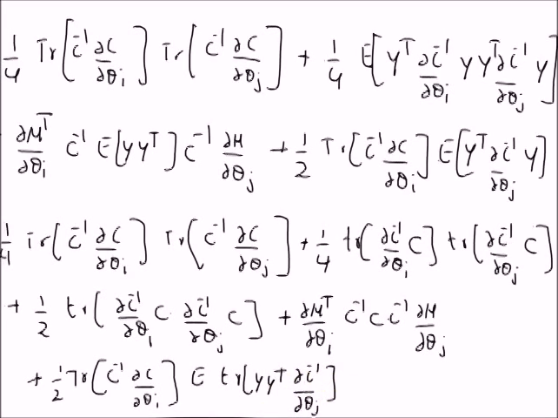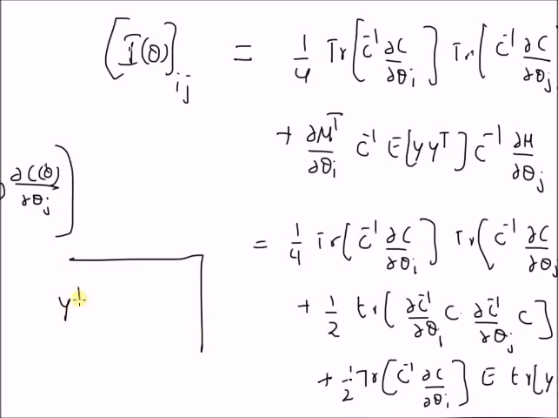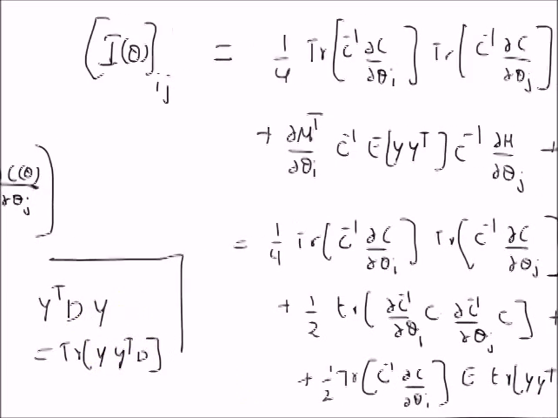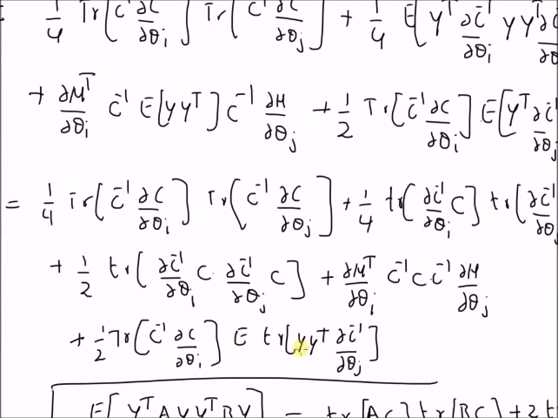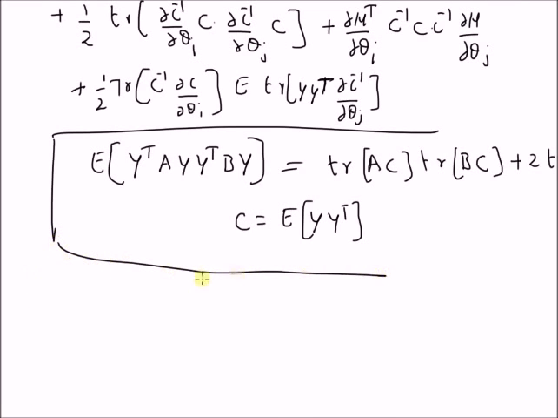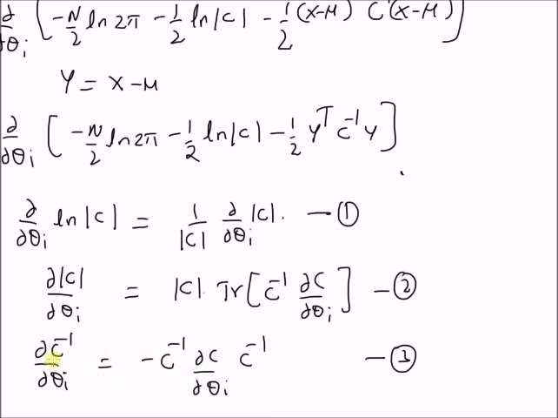That is, we basically use the matrix identity y transpose into D multiplied by y is clearly equal to trace of y transpose into D. So by using this formula, we have this result. And since expectation of y times y transpose is clearly equal to C, next by using the formula, that is derivative of C inverse with respect to theta I, that is the formula 3, this formula, that is derivative of C inverse with respect to theta I is minus C inverse derivative of C multiplied by C inverse.